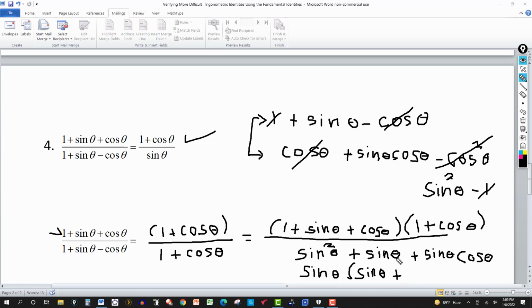Here's a sine of theta. I'm factoring out a sine of theta. And remember, the coefficient is 1, so it doesn't leave me with 0. It leaves me with a 1. Plus, and then sine of theta, if it's factored out, I have still a cosine left over. So I get a cosine.